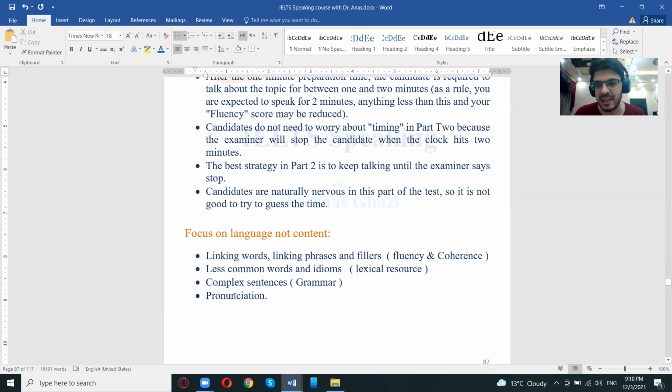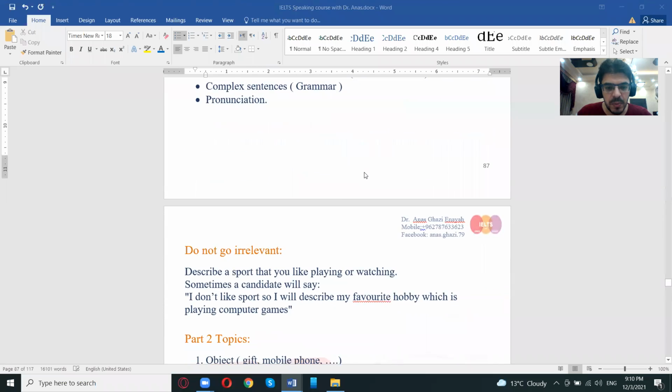It's not about accent, guys. We are not talking about accents. We are talking about the sounds that you make that make it difficult for the examiner to understand what you say. So these are the four evaluating criteria. Let's move to the next point.